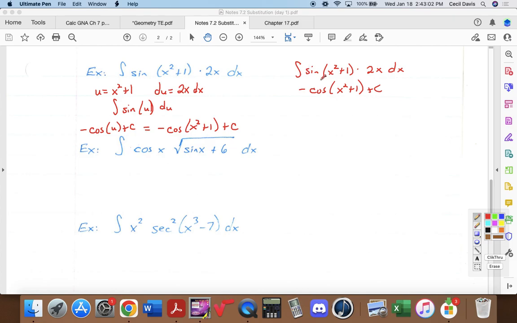So again, if you have a composite function times the derivative of the inside part, to undo the chain rule, you simply take the antiderivative of the outside part and leave the inside part alone.